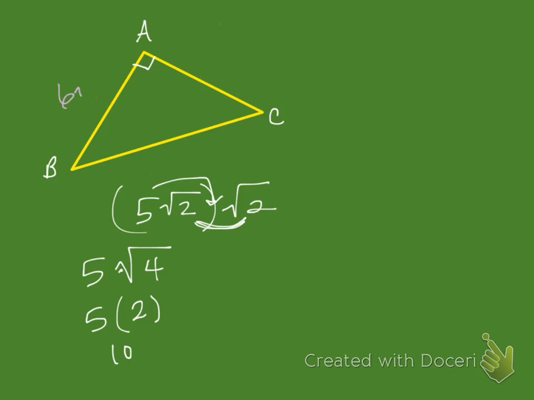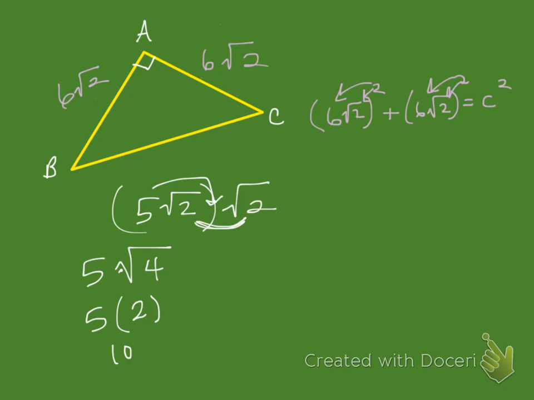So let's do 6 square roots of 2 and 6 square roots of 2, but this time we're going to use the Pythagorean theorem. So 6 square roots of 2 squared plus 6 square roots of 2 squared is equal to c squared. Well, 6 square roots of 2 squared, if again we distribute that exponent to both, you end up with 36 times 2 plus 36 times 2 equals c squared.